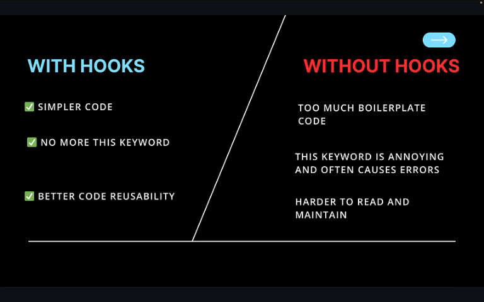Now let's talk about what actually was wrong with class components. We say it's too much boilerplate. Before React hooks, we had to use class components to manage states and lifecycle methods, but class components had some major issues, which is what we're going to talk about now. So we say the class component has too much boilerplate, so it has a lot of code just to perform one single operation. And we also say the class component uses the this keyword, which is of course very annoying and often causes errors because you always have to use this keyword to make references. And we say class components are harder to read and maintain.